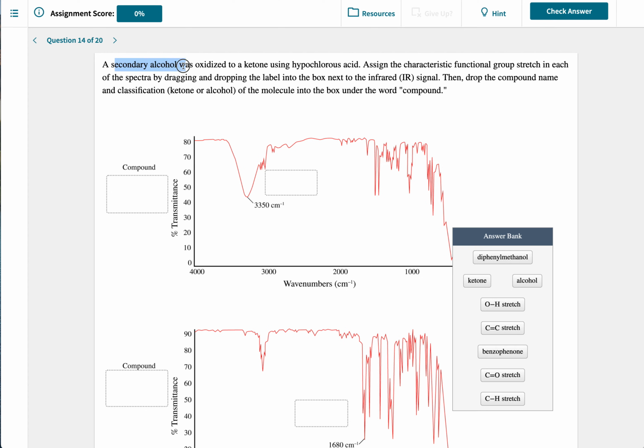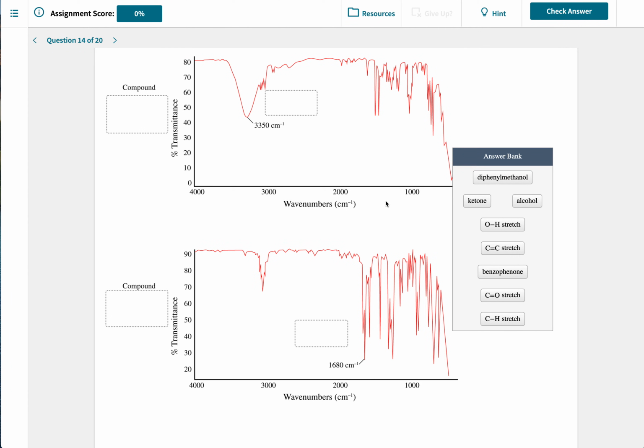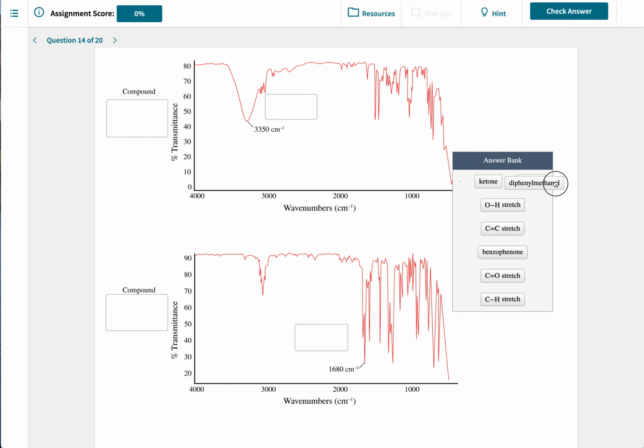It says you had a secondary alcohol and you oxidized it to a ketone. One of these spectra is for the alcohol, one of them is for the ketone. And so in this box, they're going to choose the compound. Here's your alcohol and here's your ketone. And then it's asking you to identify just 2 particular peaks, one in each spectrum. So what does the 3350 wave number correspond to? It's got a few choices. And then what is the 1680?